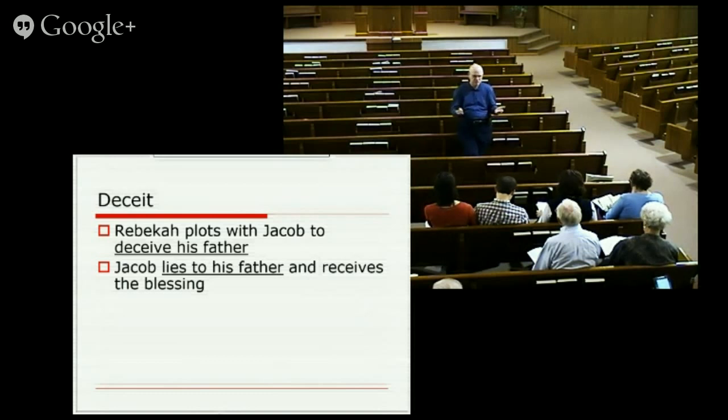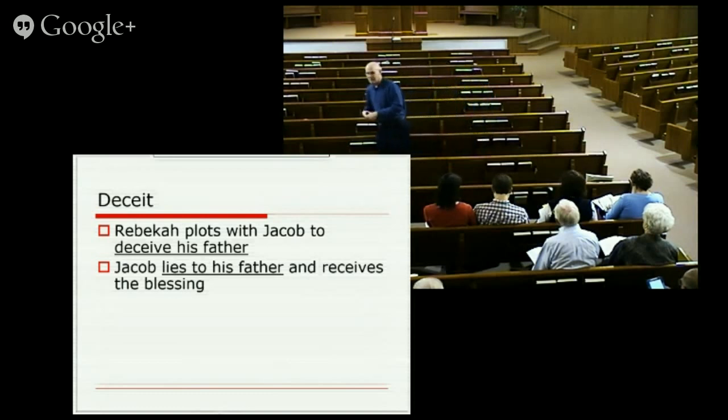So what's Jacob's role in this whole thing? His mother's kind of running the show, it seems like. What does Jacob do that's wrong? He went along with it for one thing, but what question does Isaac specifically ask? Are you my son Esau? What did he say? Yes, I am. Okay, flat lie. He's specifically asking, are you my son Esau?